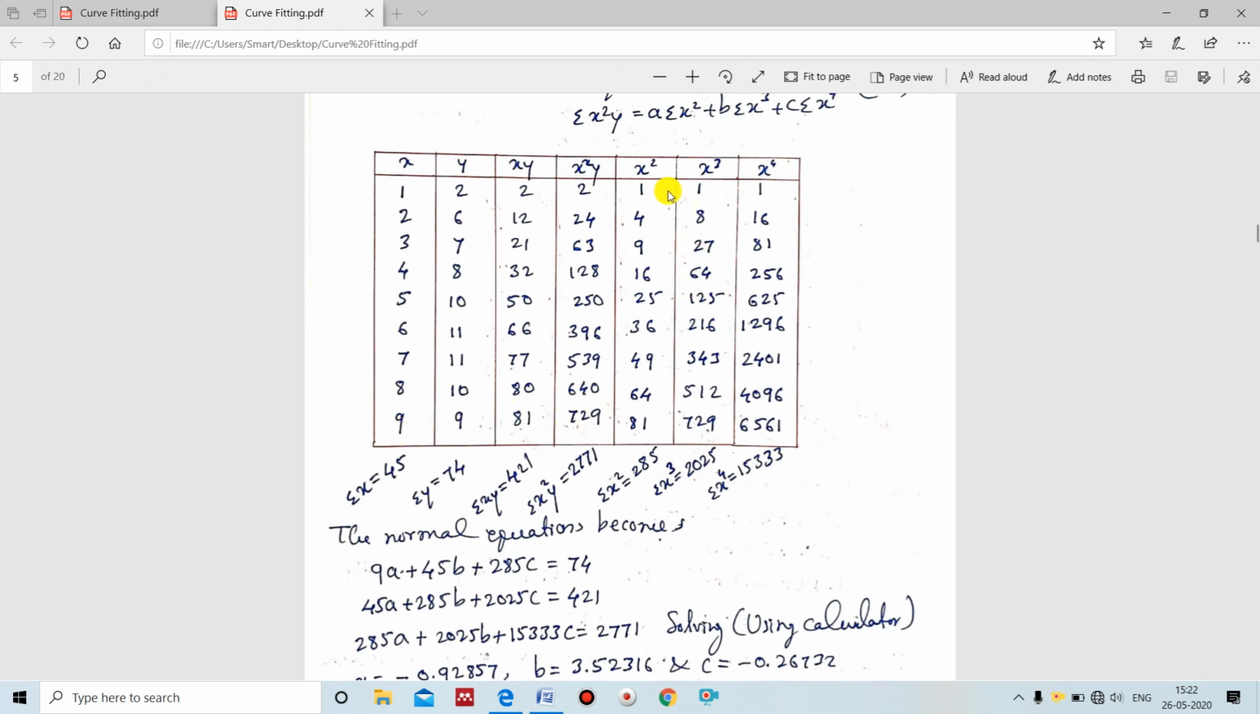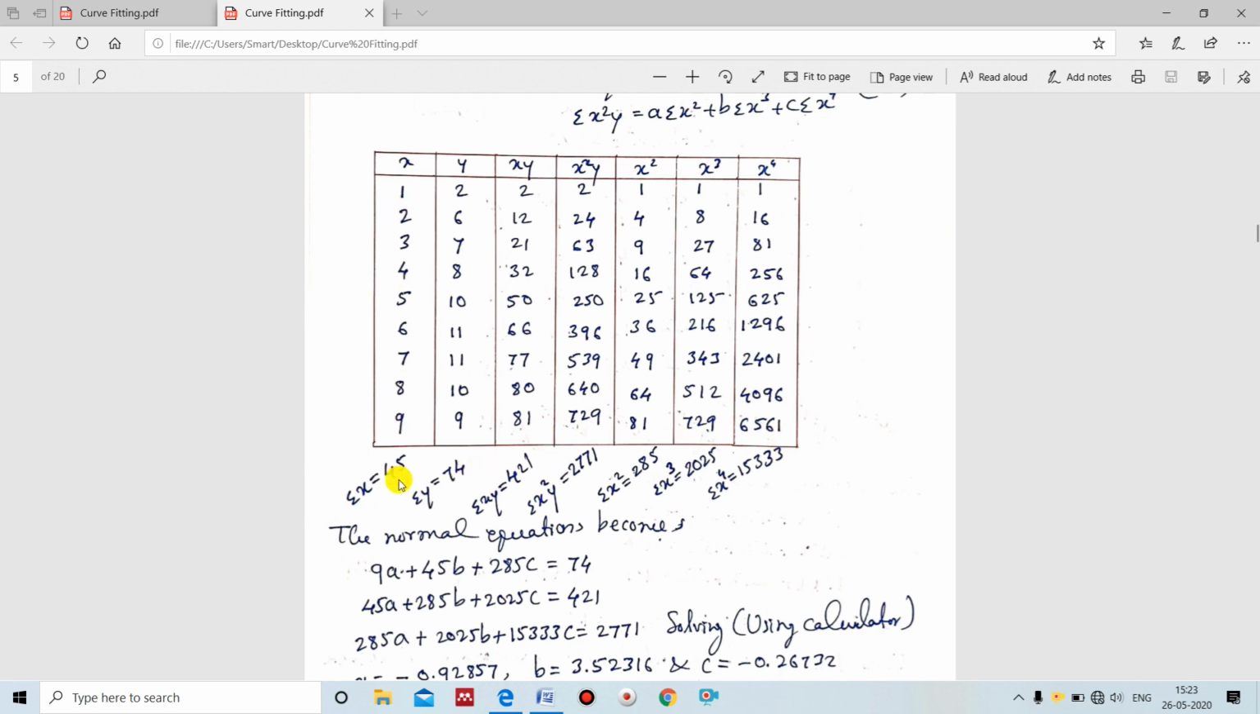The next column is x square. Square this column: 1 square is 1, 2 square is 4, 3 square is 9, like that 9 square is 81. Then x cube: 1 cube is 1, 2 cube is 8, 3 cube is 27, 4 cube is 64, like that 9 cube is 729. The x raised to 4 column is obtained by taking the fourth power of the x column: 1 raised to 4 is 1, 2 raised to 4 is 16, 3 raised to 4 is 81, 4 raised to 4 is 256, and 9 raised to 4 is 6561. Now add each column to obtain the summations.